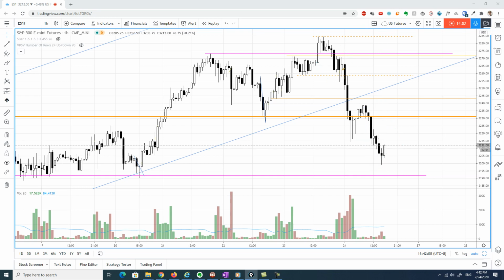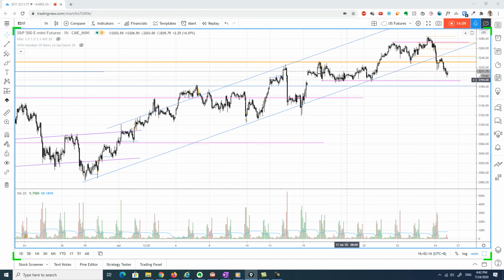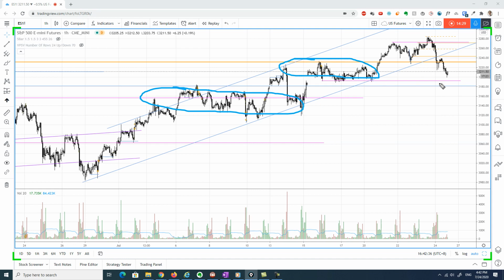If we zoom out, one thing I would like to draw your attention to is the level. If you recall, in one of my videos I talk about the supply absorption area. So this is a supply absorption, and this is another supply absorption. Definitely these two areas are very important. They will actually provide support for the S&P 500.